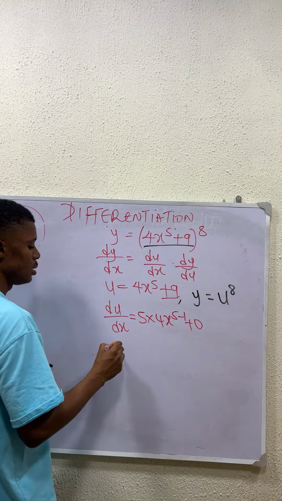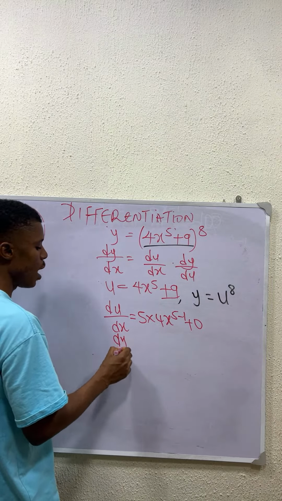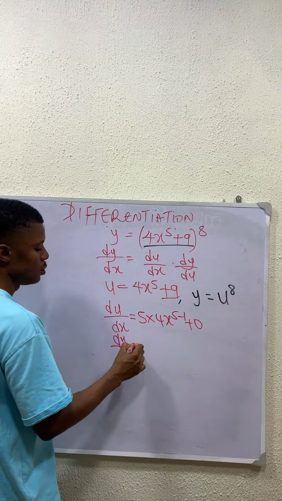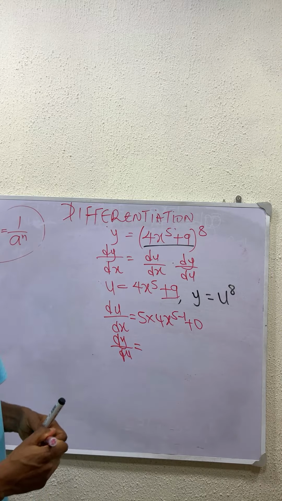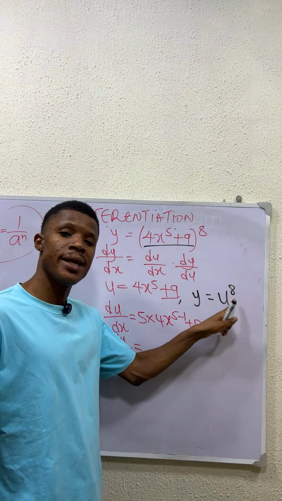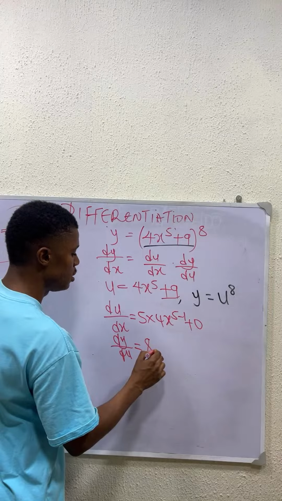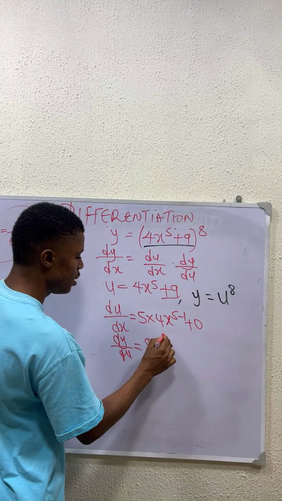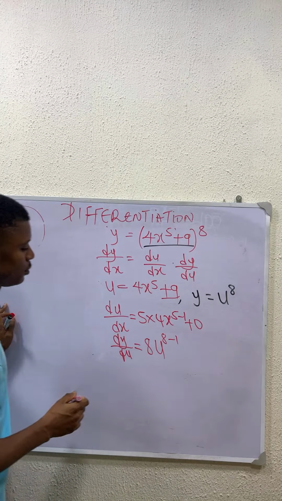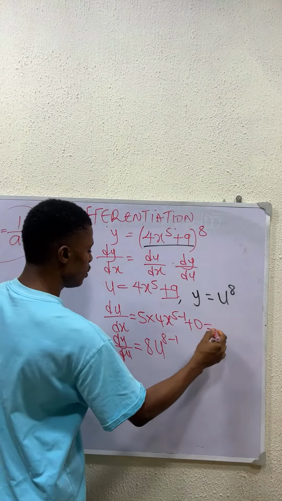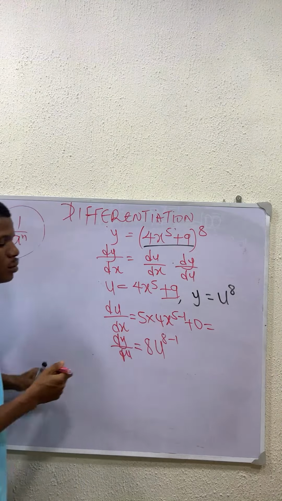Then what do we have next? The next thing is differentiating y with respect to u. So if you differentiate y with respect to u, you use 8, multiply here. So you have it as 8u to the power of 8 take away 1. Good.